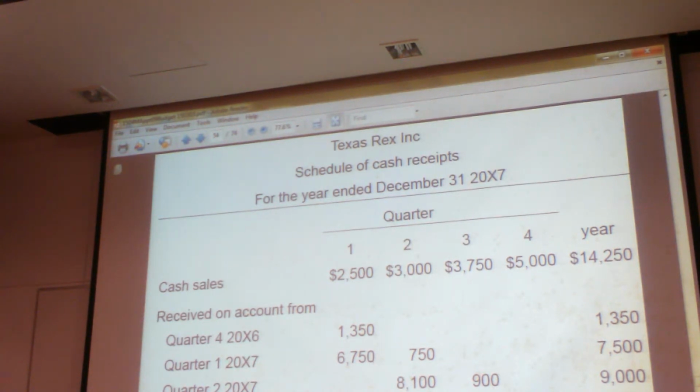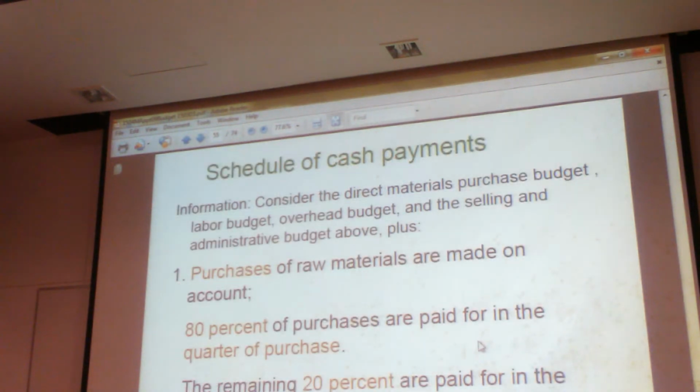Okay, so that's your cash receipt budget. Make sure you categorize it, quarter 1, quarter 2, and things like that. So that's the cash receipt. Now cash payment, same problem. So this one is payment, right? So cash payment will be your purchases. When they say purchases are made on account, it means that it's credit.